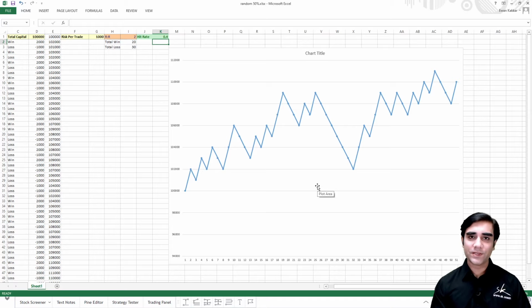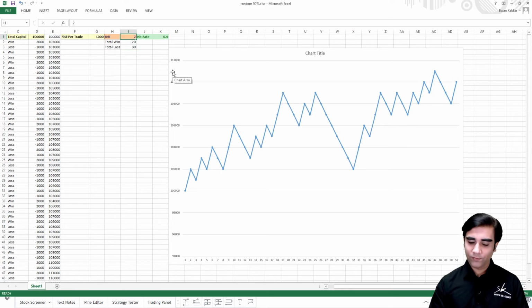And that is why I always tell you that you cannot judge any trading strategy on a very small sample size. You will always need to have a big enough sample size to understand whether things are working for you or whether things are not working for you. So here we are taking a sample size of 50 trades, and can you see with 20 winners and 30 losers, net you were still profitable.